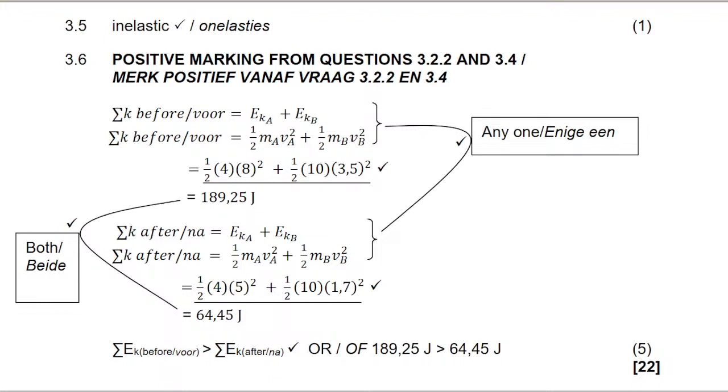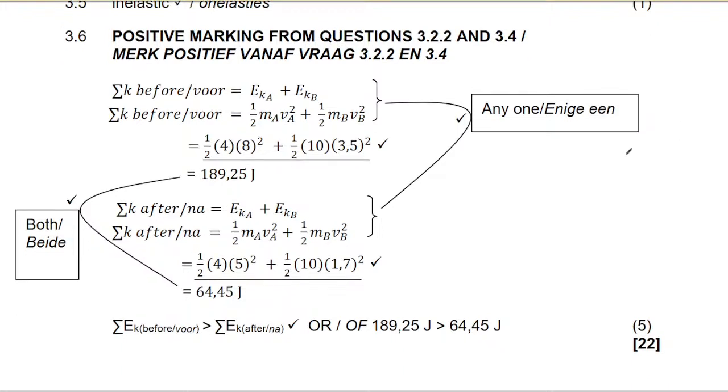The learner writing the answer as inelastic will get 1 mark for that. And then let's look into 3.6, by calculations, support the answer in question 3.5 for 5 marks. So we know learners have to do this separately: the total kinetic energy before collision and the total kinetic energy after collision. They have to do them separately because they cannot conclude just at the beginning.